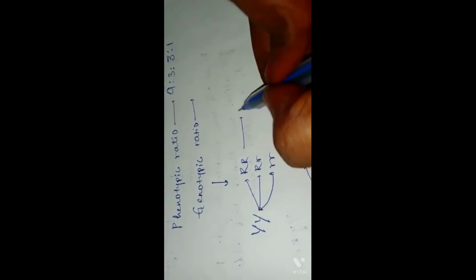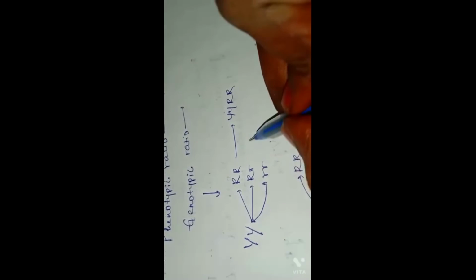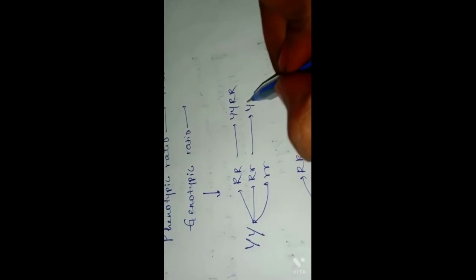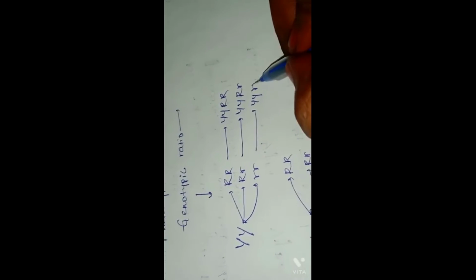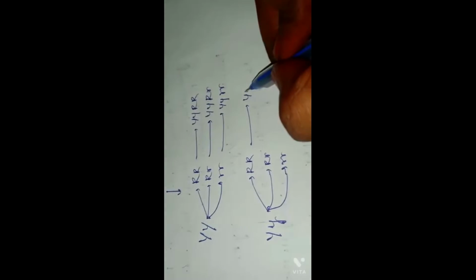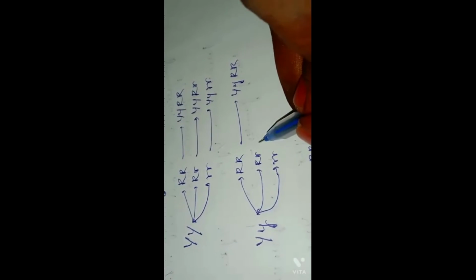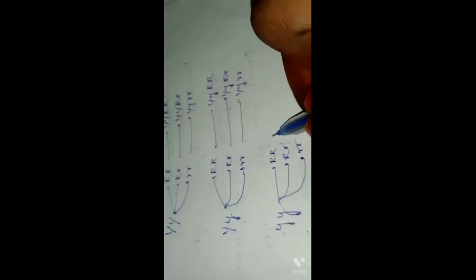So, as a result, by combining capital Y and capital R, we are getting 1 type of the progeny we got in the F2 generation. These are YYRR, YYRr, YYrr, YyRR, YyRr, Yyrr, yyRR, yyRr, and yyrr. These are the progenies we are getting from the F2 generation.